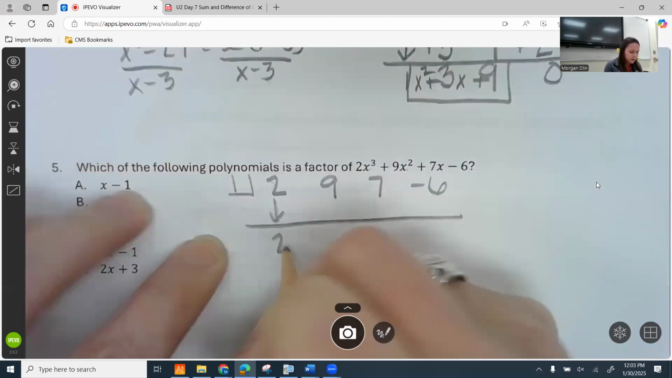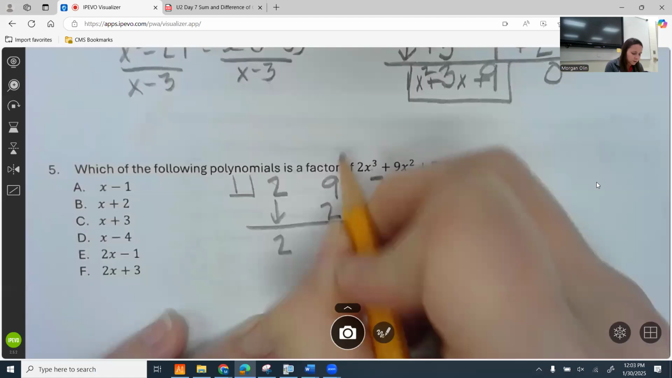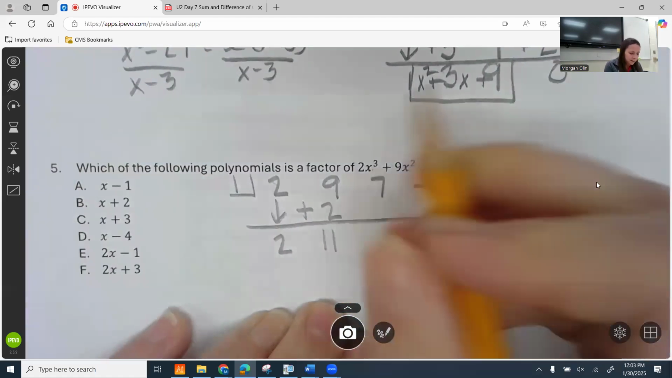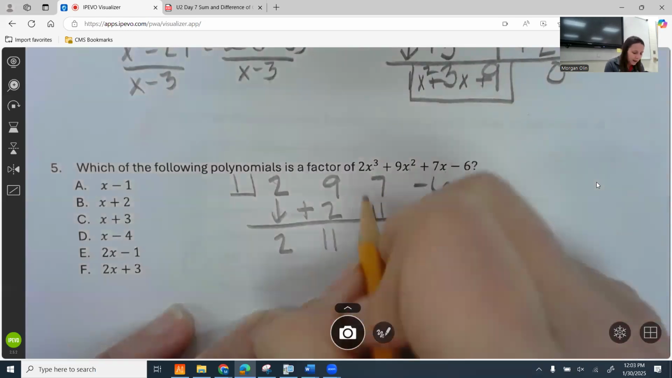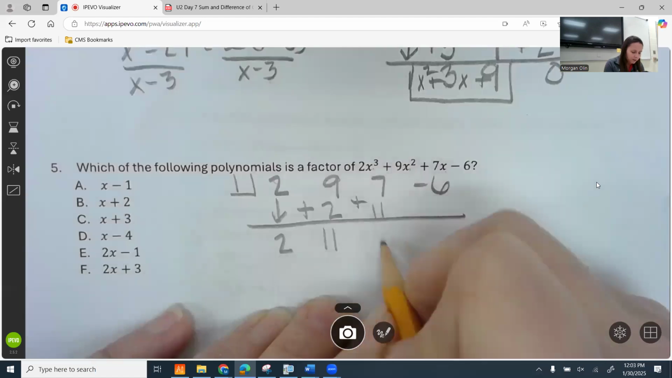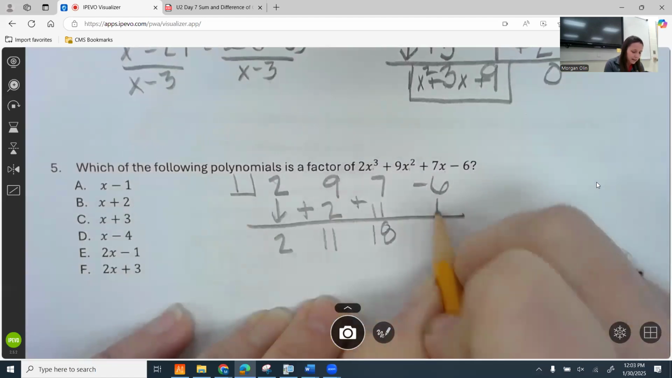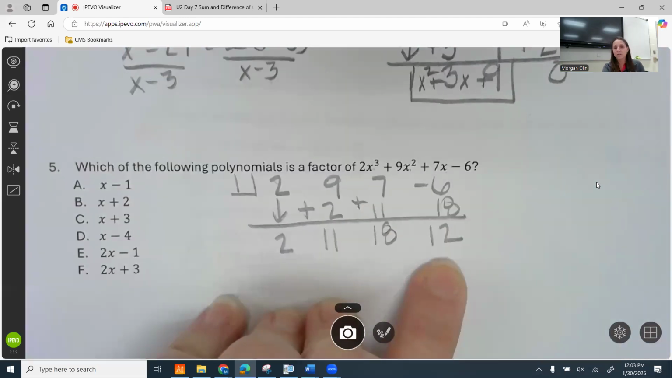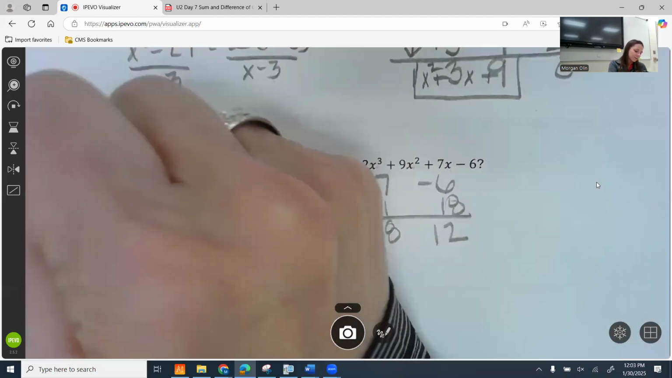Okay, and we bring down our 2. 1 times 2 is 2. Add it, and I get 11. 1 times 11 is 11. And when I add this, I would get, what is that? 16? No, 18, sorry. 1 times 18 is 18. And when I add this, I get 12. I'm focusing right here on the 12. Did that come out as 0? No. So therefore, x minus 1 is not a factor.